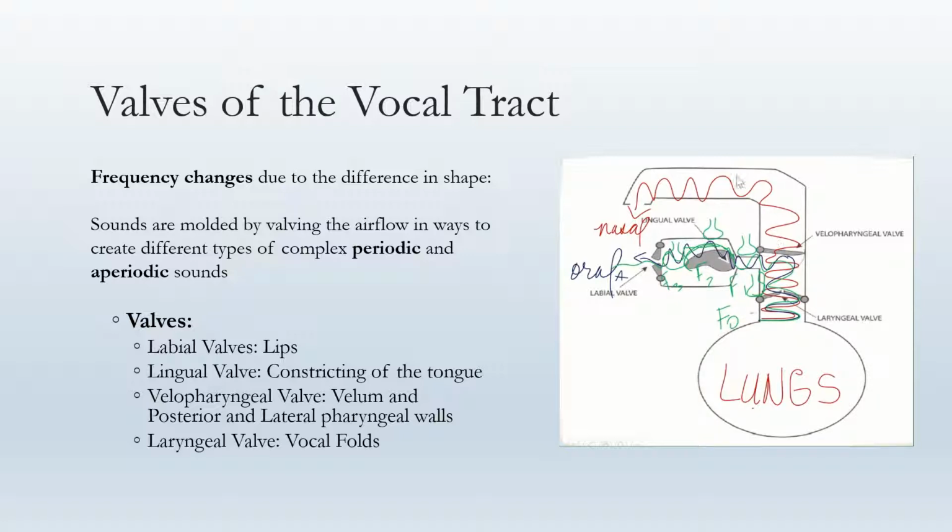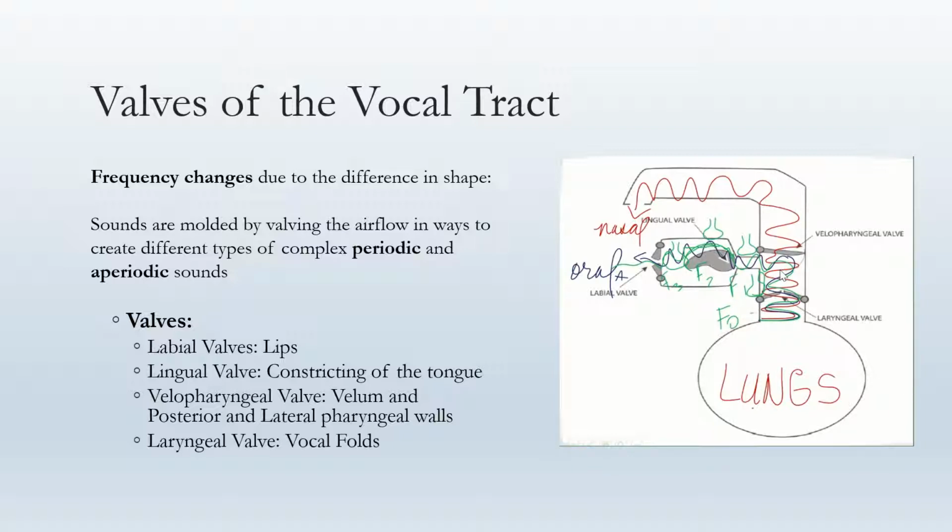So you can see that there are a lot of different air space filled cavities that air travels through, and that's how we can manipulate this to get our different sounds. The lowest sound available, which is our F0, basically starts right below the laryngeal valve, or the vocal folds, coming up from the lungs. Once it passes through that valve, in between the velopharyngeal valve and the laryngeal valve, you have your F1, your first formant if you were looking at a spectrogram.